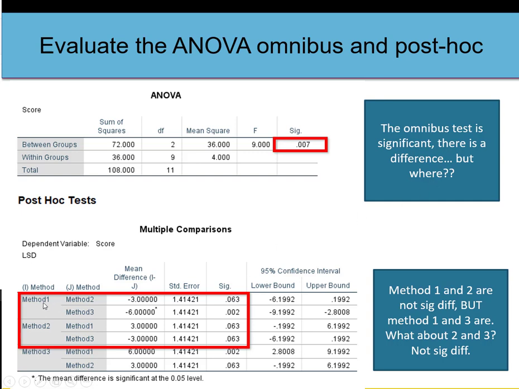So we look over here at method 1 and method 2, and we slide across and see not significantly different. Method 1 and method 3, we slide across and see yes, those are significantly different. We have one more to check. We've checked 1 and 2, we've checked 1 and 3, but now we need to check 2 and 3. We slide across and see not significant. So method 1 and 2 are not significantly different, but 1 and 3 are. 2 and 3 are also not significant.